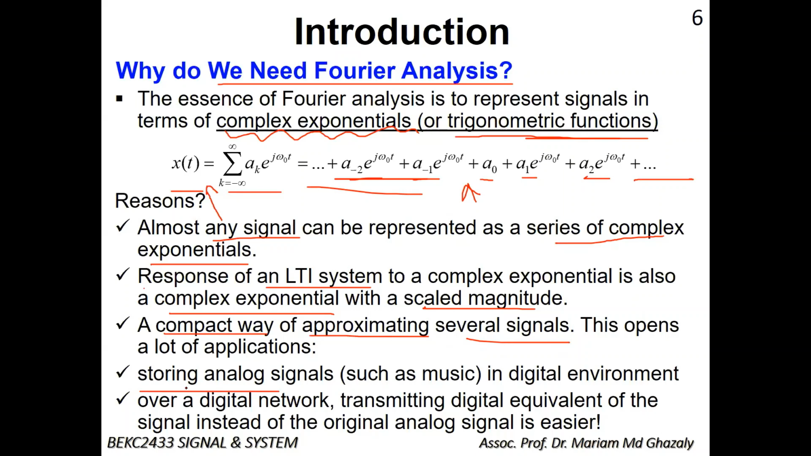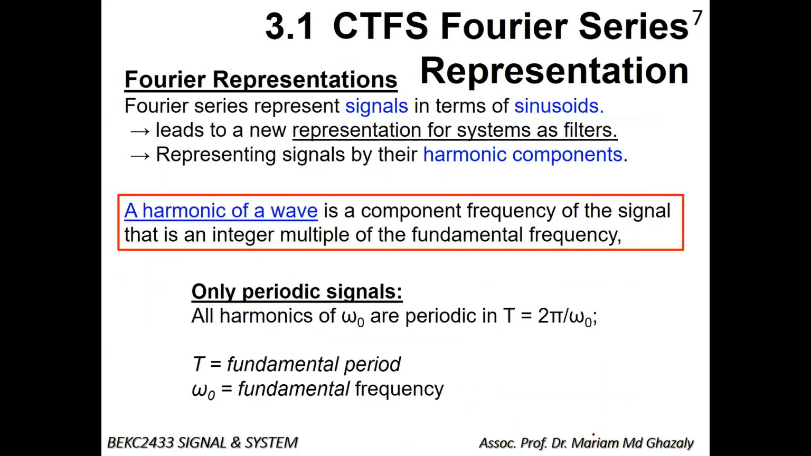So another reason why is that you may also store analog signal such as music in digital environment. So when you have this signal, you can actually store it in digital environment, and over a digital network, it may be easier to transmit the digital equivalent of the signal instead of the original analog signal.